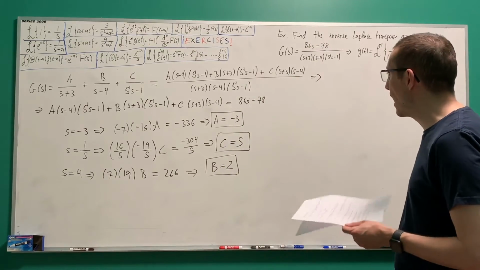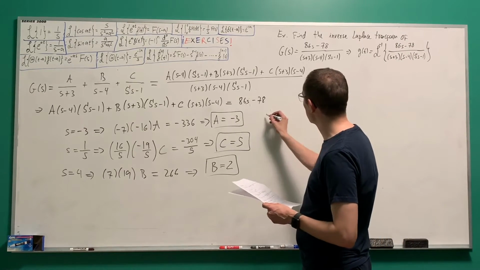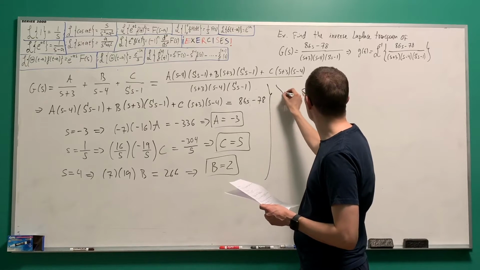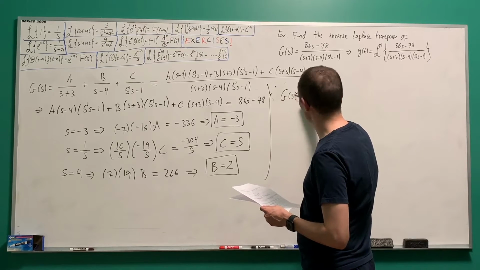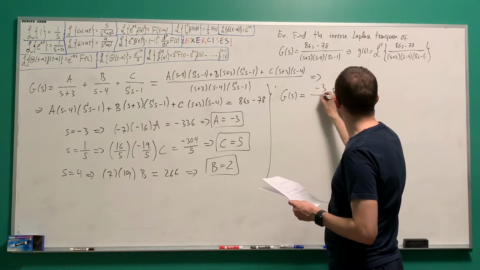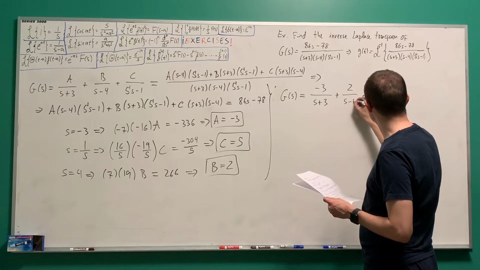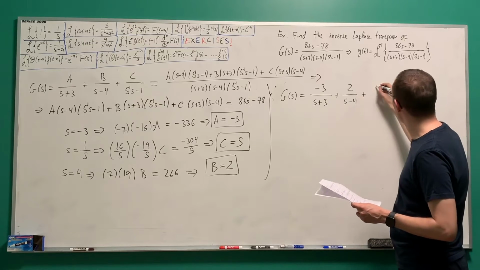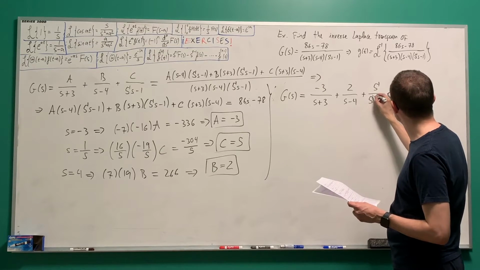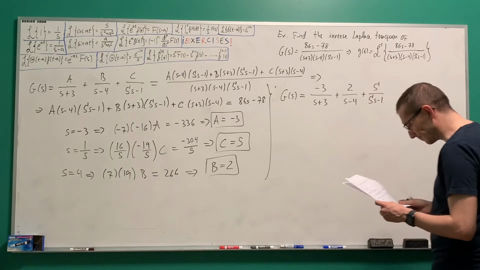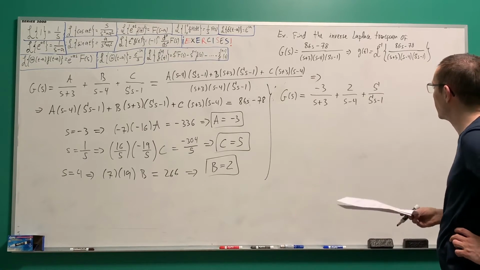Wonderful. Now, having found the coefficients of the simple fraction decomposition, I know G(s), now I write as the simple fractions, is minus 3 divided by s plus 3, plus 2 divided by s minus 4, plus 5 divided by 5s minus 1. All right, wonderful. So now we need to invert the Laplace transform.